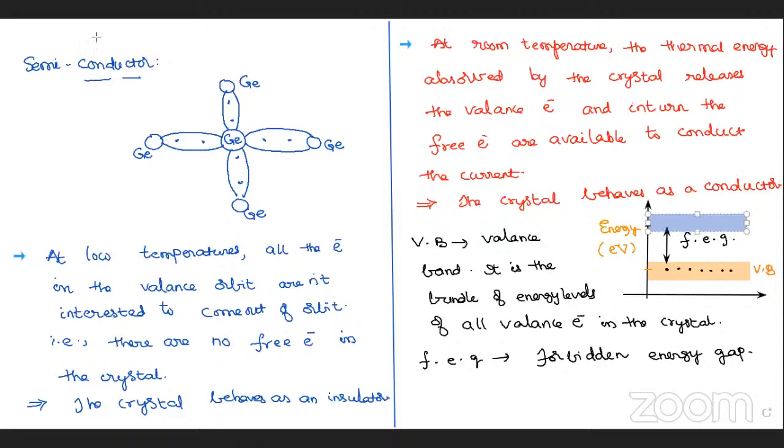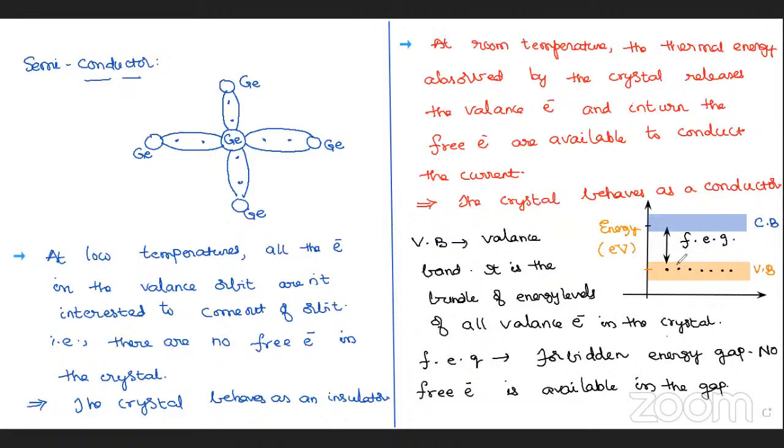That bundle is called the conduction band. CB is the conduction band. And here I forgot one point to write. In this forbidden energy gap, no free electron is available. Better I erase and write: no free electron is available in the gap. Will you find any electron in the gap? No, sir.